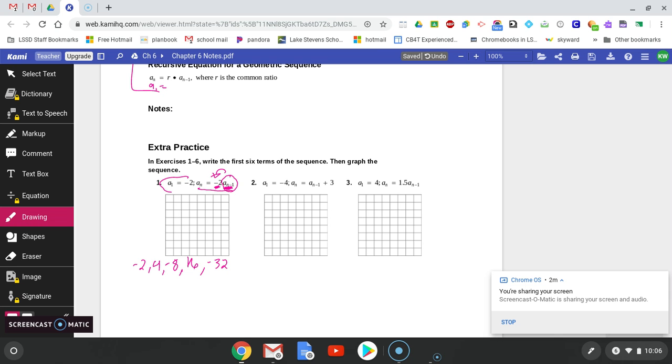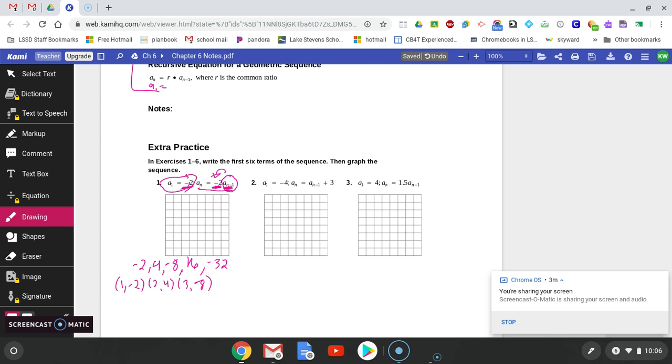In other words, it's saying, here's what you're doing every single time to get to the next term. So we started with our first term here. This is what we're doing every single time to get to the next term. Okay, and then you can graph them. We've already talked about graphing them. This would be the point 1, negative 2. This would be the point 2, 4. Then it'd be 3, negative 8, and so forth.